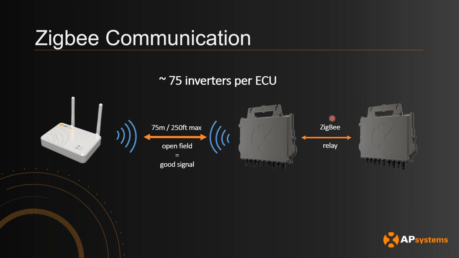In terms of range, we typically say 75 meters or 250 feet maximum, but that's usually for an open field. I'll talk a little bit more about the limitations, or not limitations, but the considerations with regards to ECU placement.